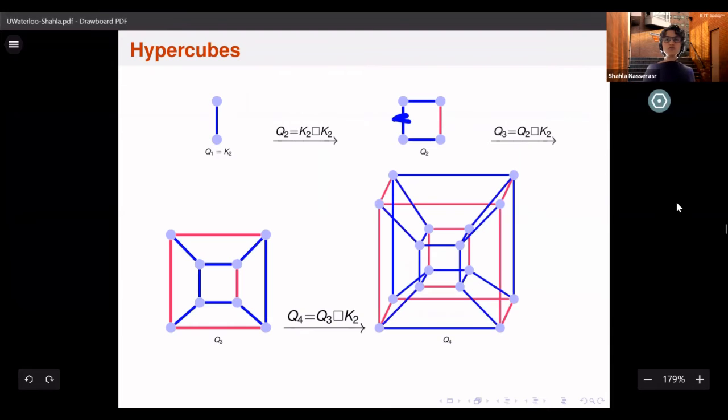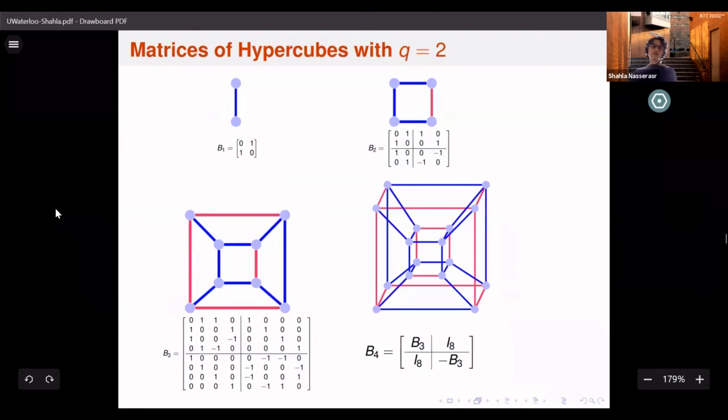So here I have blue, the opposite of that is going to be red. Here, this is my C4, and blues become red, reds become blue. And the matching edges are all blue. So that gives us these matrices. And the blues are going to be 1, the reds are going to be -1.